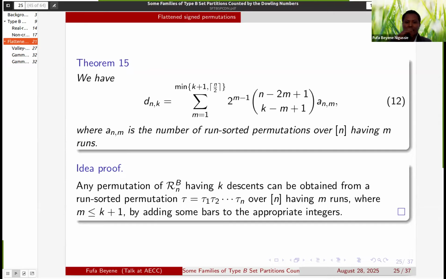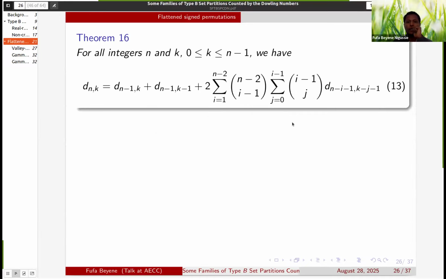When we also consider counting the number of flattened signed permutations according to the number of descents, we have this formula, which incorporates binomial coefficients and ordinary run-sorted permutations, or equivalently merging-free partitions. So we have proved that this number equals this summation. And another way to look at this is this recursion. We have a bit complicated recursion here for the number of signed permutations having k descents, but we have managed to prove this.